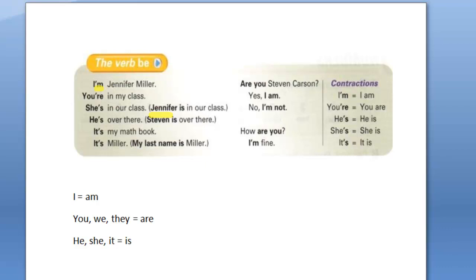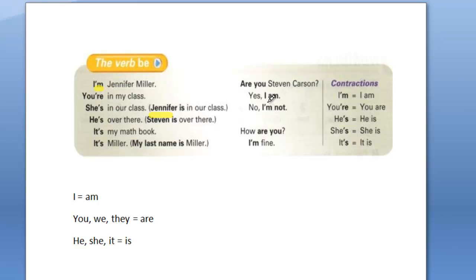So this concept is quite easy. The next thing that I would like to do is show you how to formulate questions and short answers using the verb to be. So we're going to take a look at this part of the chart here.